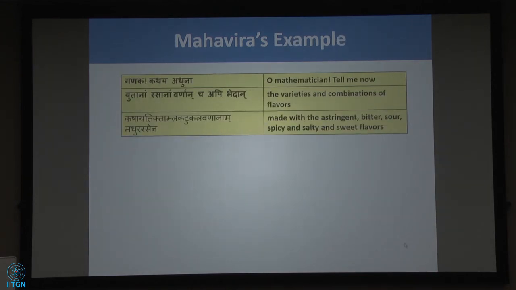There's an example that he follows his formula by, that was the other shloka that I skipped for lack of time, but this is what it says. Ganaka kathaya adhuna, tell me, O mathematician, yutanam rasanam varnan chapi bhedan. Tell me the different number of combinations as well as the composition of those combinations that you can make out of the 6 tastes: kashaya, tikta, amla, katuka, lavana, and madhura.